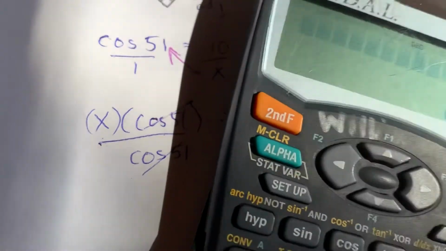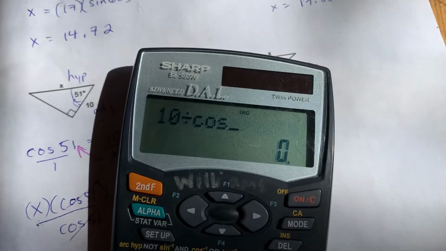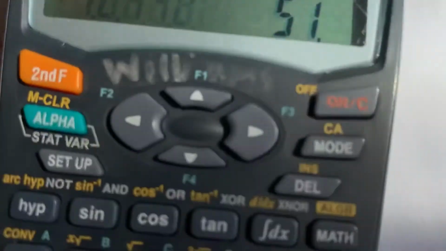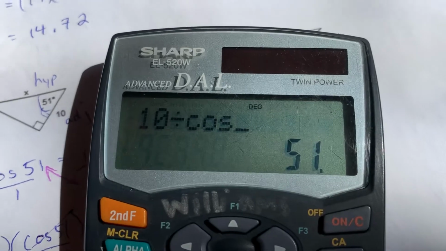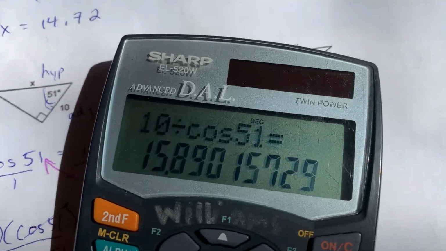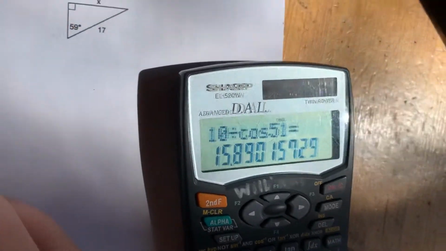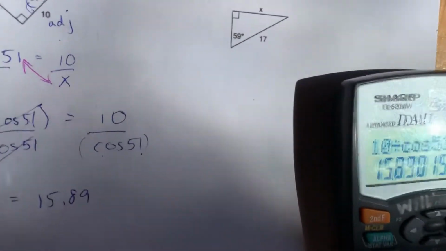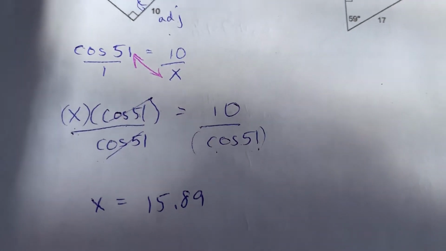We divide. So we take a 10 on our calculator, divided by cos 51. And if you are using a calculator where you have to type the numbers in first, you will have to use brackets. Okay, and you press equals. And you get a lovely answer of 15.89. So x equals 15.89. And there's no units involved in the question, so we're not going to include units in our answer.